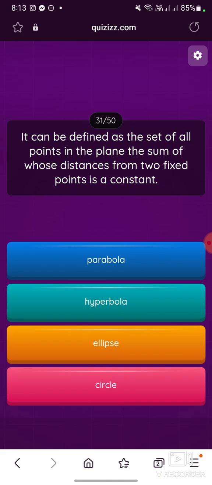It can be defined as the set of all points in the plane the sum of whose distances from two fixed points is a constant.